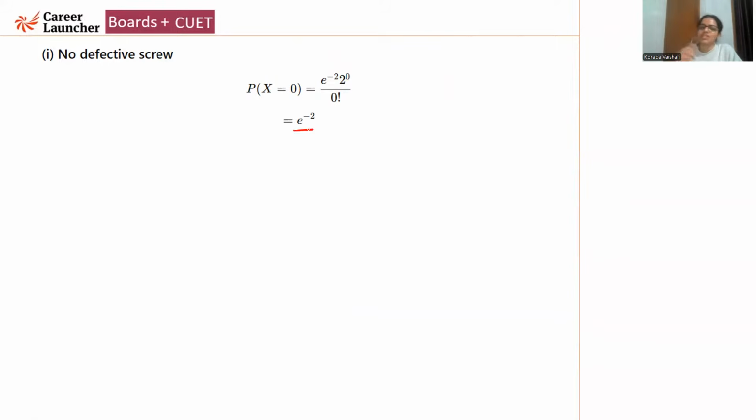So इसकी वैल्यू आ जाएगी e to the power minus 2. अब हम यही छोड़ देंगे आंसर को, बिकॉज यू आर नॉट गिवन द वैल्यू ऑफ e to the power minus 2 in the question. अगर वैल्यू गिवन होता, you could have made use of it. Now the next one is, अगर one defective screw है, so x की value 1 हो जाएगी, and accordingly you will substitute, and 2 e to the power minus 2 should be the answer.